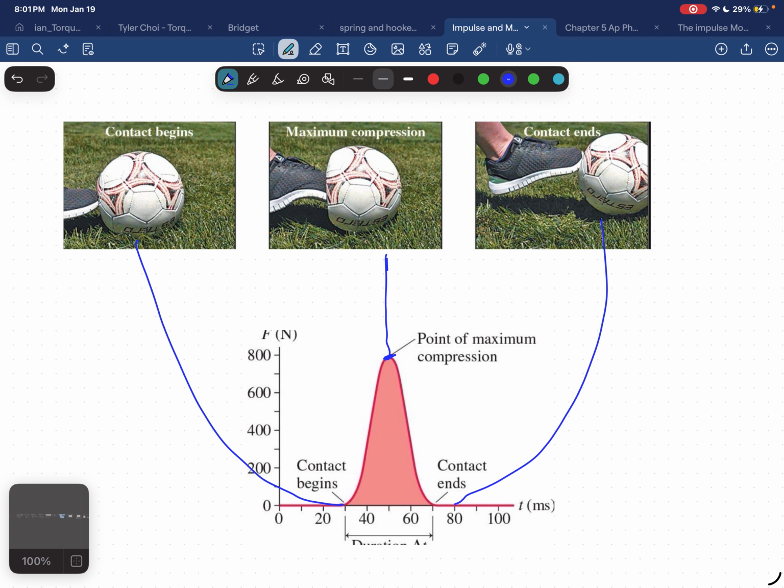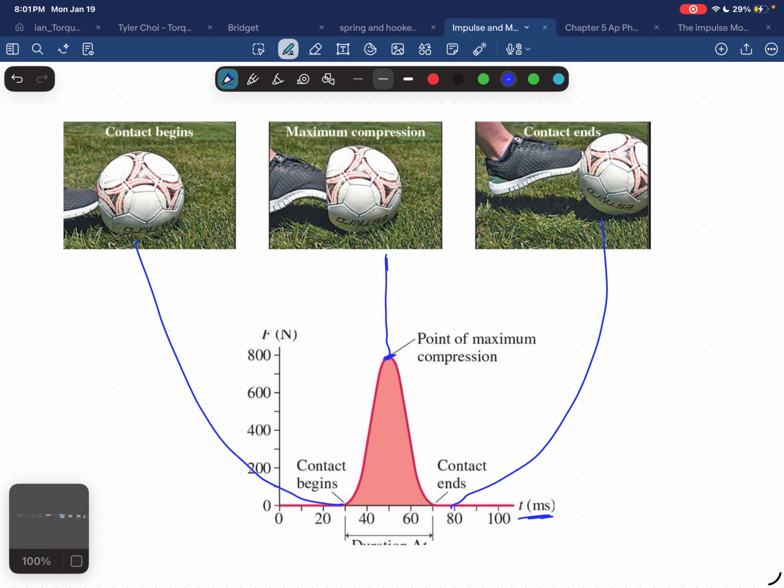And at the point where the contact ends, I go back to 0. And this is very, very fast. Do you see this time scale is in milliseconds? So this is basically how a force versus time graph looks. It can look like various shapes, but for this situation, this is what it looks like.